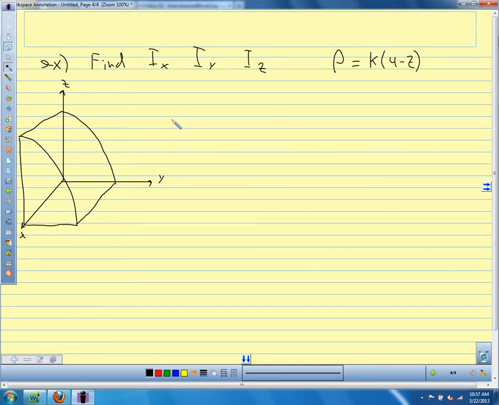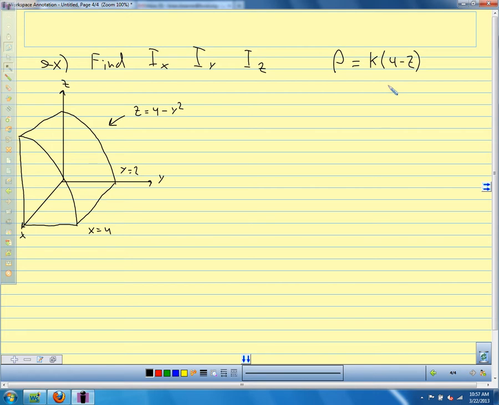So there's our solid region. We have the cylinder z equals 4 minus y squared is the upper portion. And this is at x equals 4. And this is at y equals 2. So we want to find the moments about the axes of this solid and with this density function.